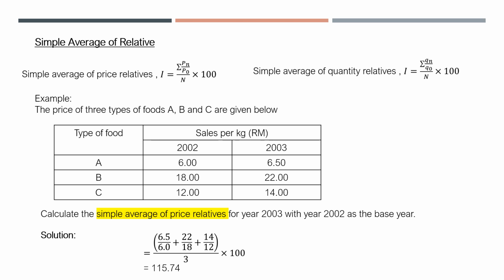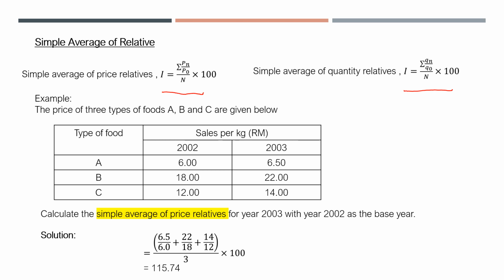Simple average of relative. Here are the formulas: simple average of price relatives and simple average of quantity relatives. It is the same as the previous one. P is price, Q is quantity, small n is the current year you're going to find, and 0 is the base year. The big N is the number of the data. For the below example, how many types of food, there are 3 types of food, so the number will be 3.